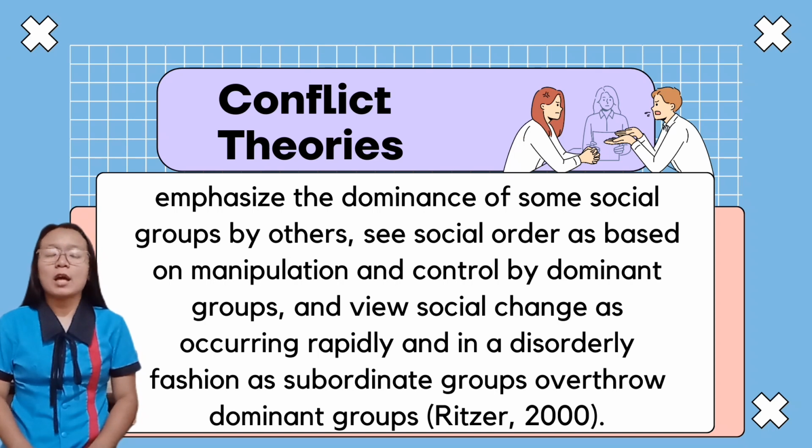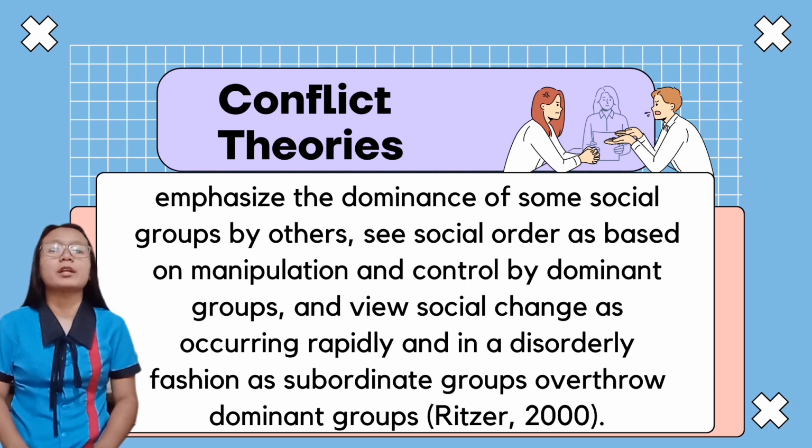Conflict theory, on the other hand, sees society as a power struggle between different groups. The rich and the powerful control things to keep themselves on top. And social change happens when the less powerful groups fight back and overthrow the old system. Imagine a tug of war where the two sides are constantly pulling against each other.